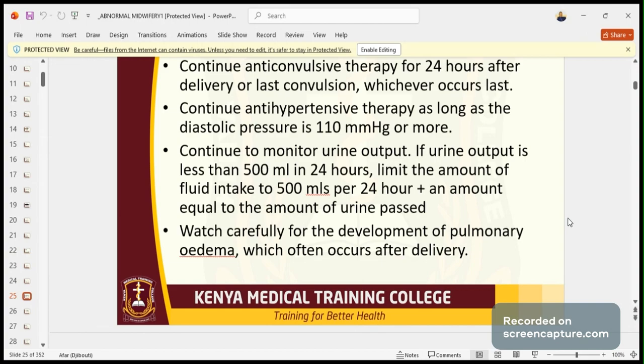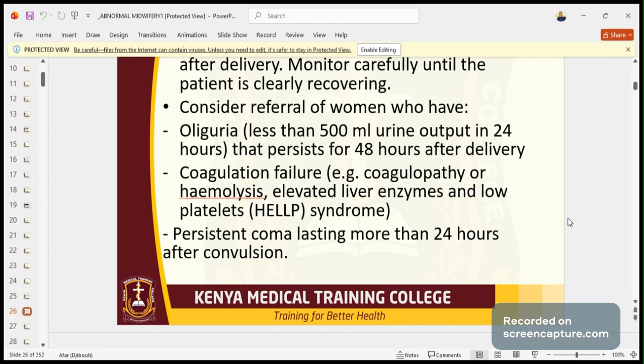So continue anticonvulsant therapy for 24 hours after delivery or last convulsion, whichever occurs last. Continue antihypertensive therapy as long as the diastolic pressure is 110 mmHg or more. Continue to monitor urine output. If urine output is less than 500 ml in 24 hours, limit the amount of fluid intake to 500 ml per 24 hours plus an amount equal to the amount of urine passed. Watch carefully for the development of pulmonary edema, which often occurs after delivery. Monitor carefully until the patient is clearly recovering.